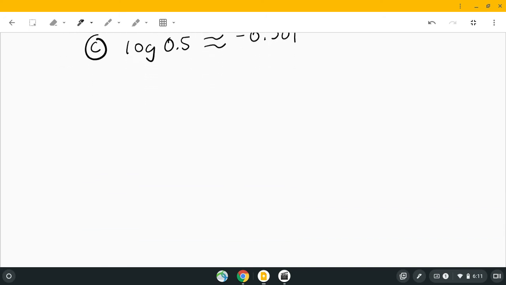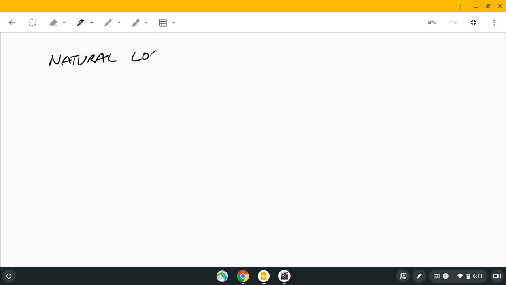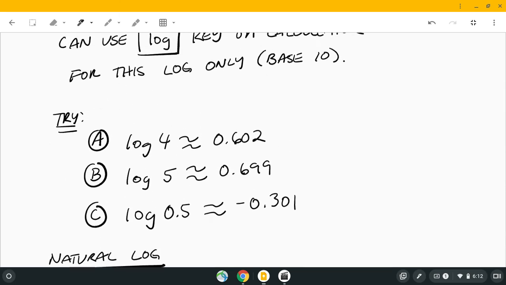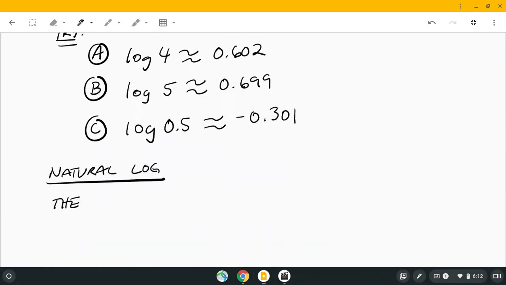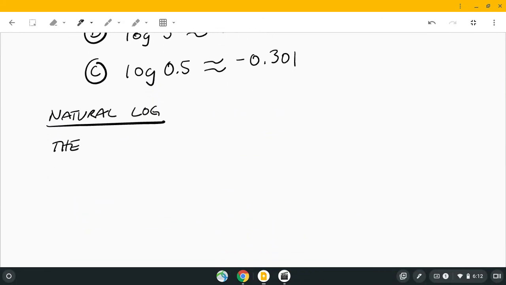Okay, let's move along. Hopefully you were able to get those 3 answers. Natural log. So we have the common log and the natural log. Again, we can have log base 2, log base 3, log base 4, log base 5, etc. It goes on and on. But we have these 2 logs, the common log, base 10, and the natural log. And this is the log with base e.